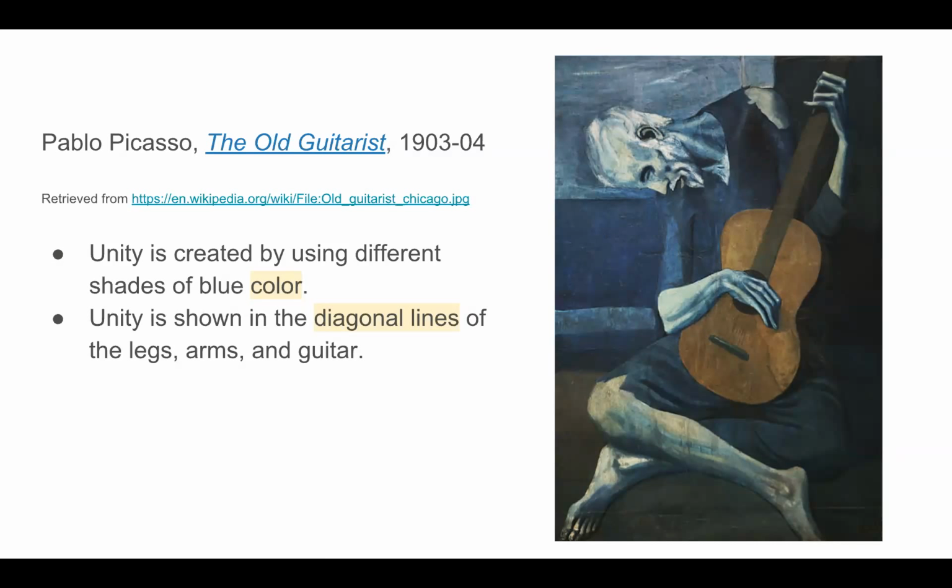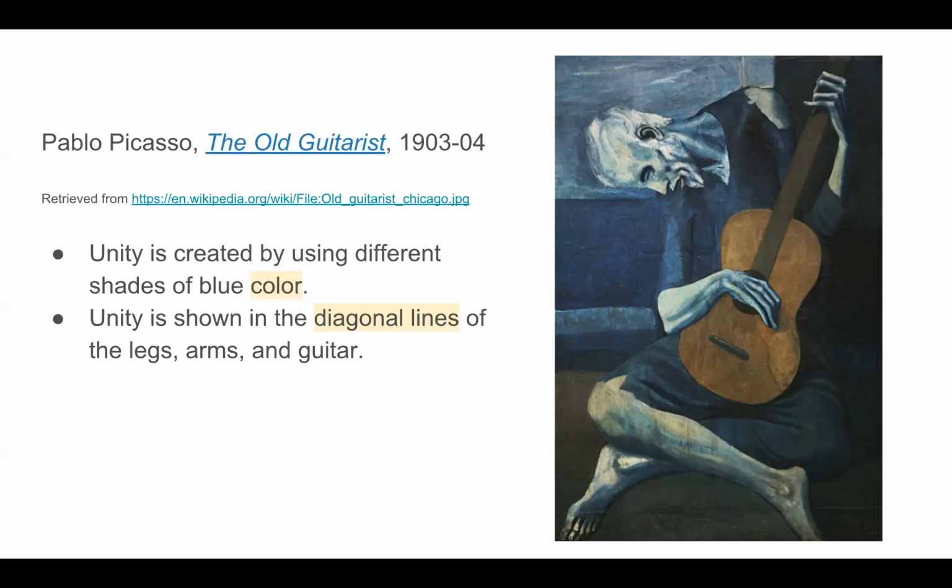And if you were going to describe how unity was created in this painting, you might simply say, well, I can see that this painting is mostly made out of the same color. There's a lot of blue. So I know that the artist has created unity by using many different shades of blue. Aside from the guitar, this would be considered a monochromatic painting. Remember, monochromatic means one color.